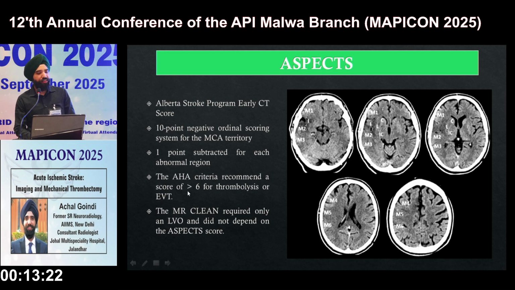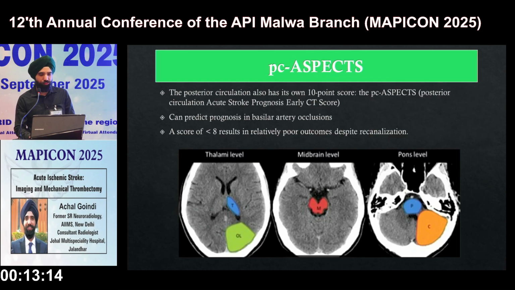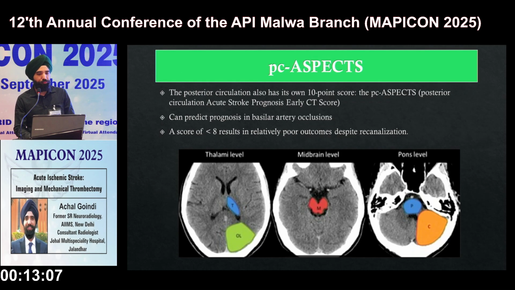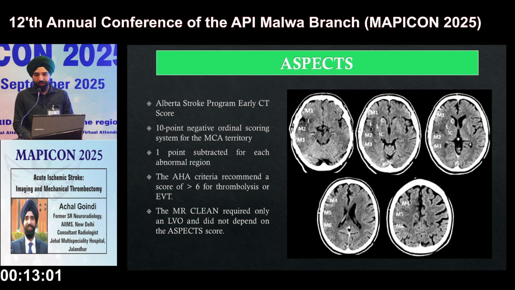And a score of greater than 6, basically a lot of trials have happened and are still ongoing, and they have reached the conclusion that an ASPECT score of 6 basically gives a good prognosis with medical as well as endovascular treatment.